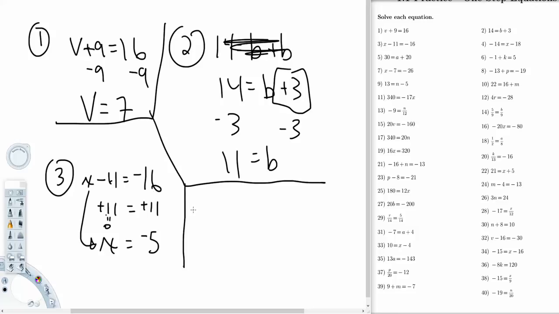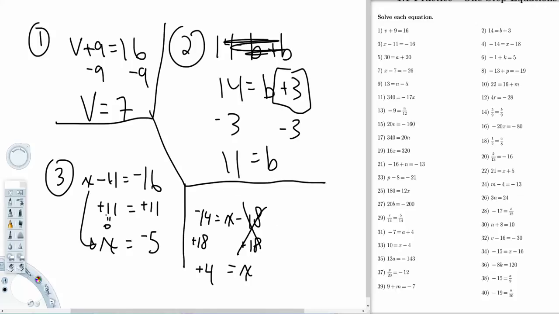Number 4 now. Minus 14 equals x minus 18. So this becomes plus 18. This becomes plus 18. So these guys cancel out. So we're left with x here equals something. Minus 14 plus 18 equals 4, right? Or plus 4. Well, that should be the answer. Yes, it is.